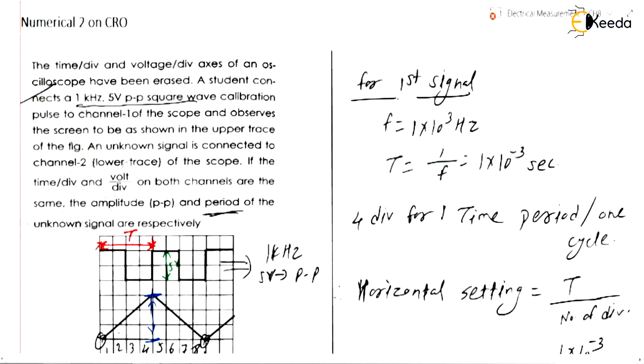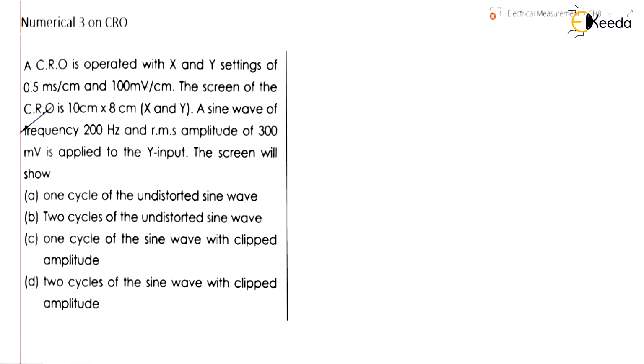So friends, this is about numerical number 2 on the CRO. A CRO is operated with X and Y settings of 0.5 millisecond per centimeter and 100 millivolt per centimeter. The screen of the CRO is 10 centimeter by 8 centimeter, X and Y.